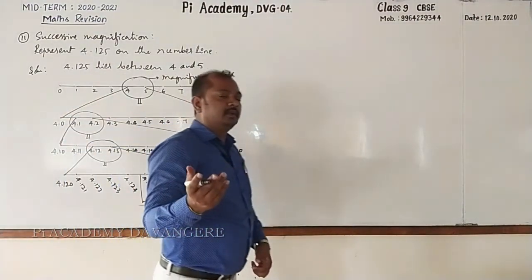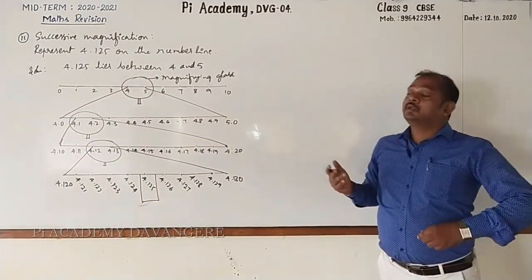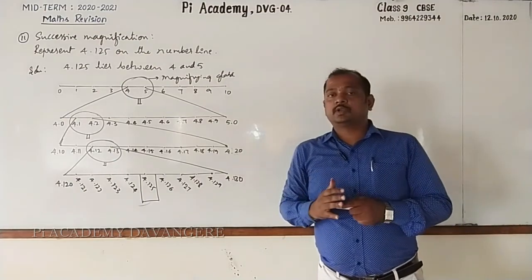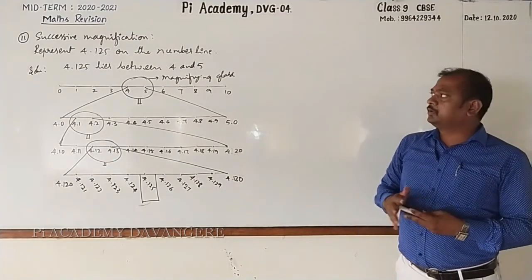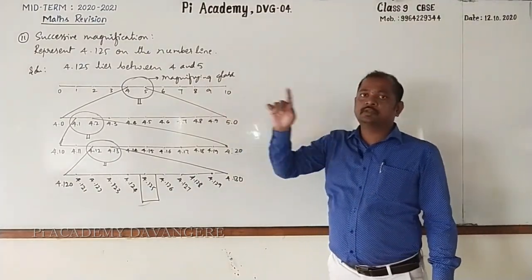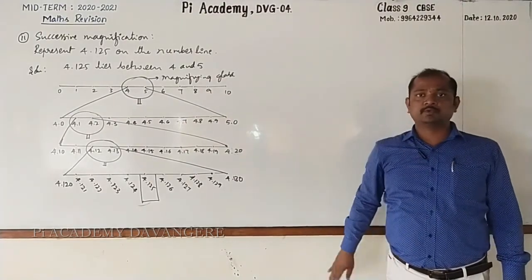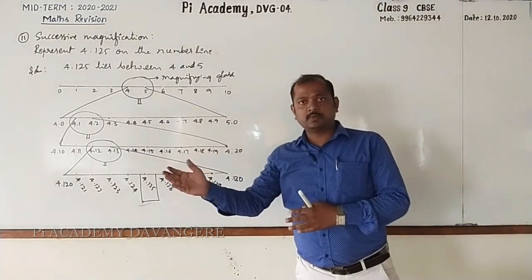Clear? Next we have operations on irrational numbers. Hope that you are able to do them. They are very simple. So with this, the revision of the first chapter, number system, is over. Next we are moving to another one, that is polynomials.